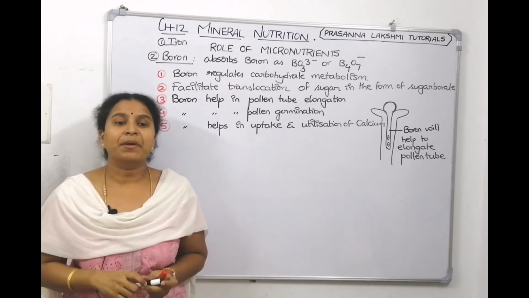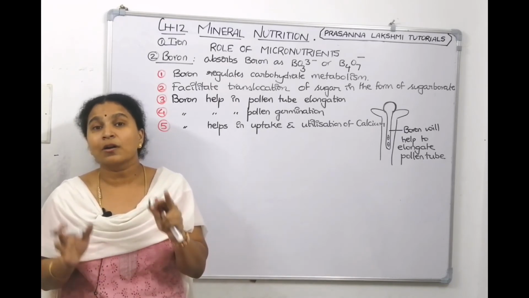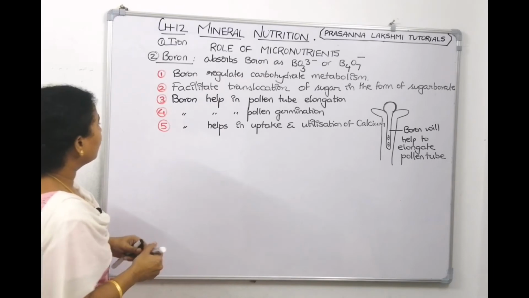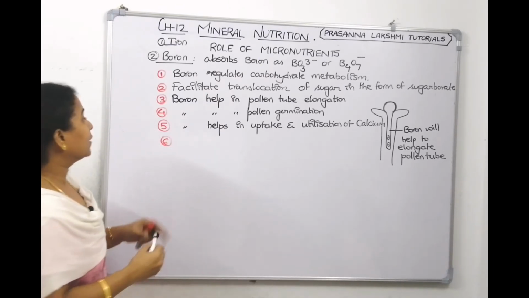Boron also regulates the cell membrane permeability. It regulates membrane functioning. Boron controls the membrane permeability. We can tell boron regulates cell membrane functioning.